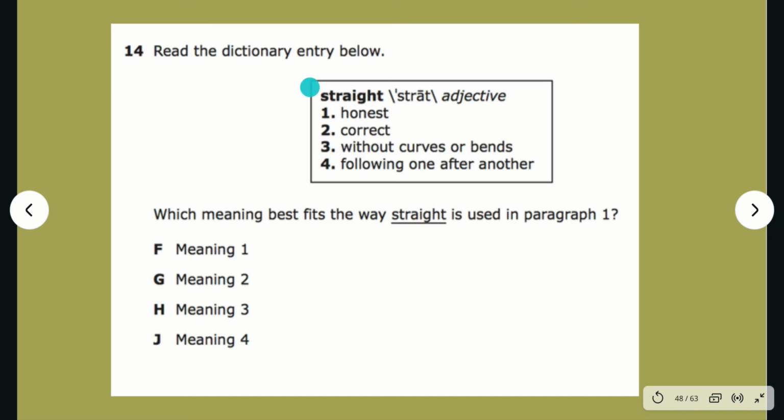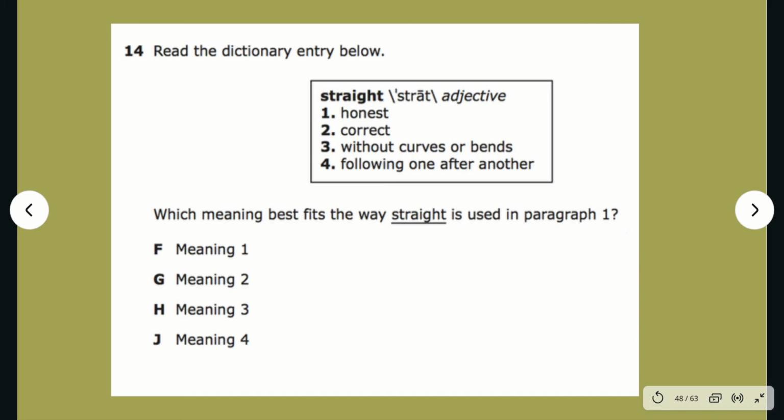Read the dictionary entry below. Straight, adjective. Definition 1, honest. Definition 2, correct. Definition 3, without curves or bends. And definition 4, following one after another. Which meaning best fits the way straight is used in paragraph 1?